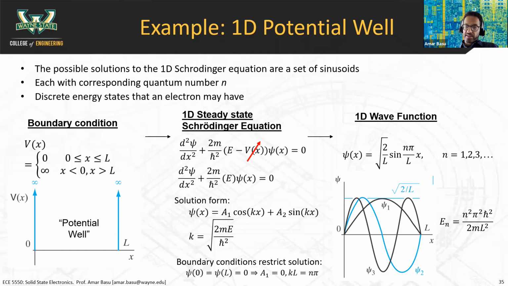So the difference this time is that we have boundary conditions that will restrict the solution. What are those boundary conditions? The wave function is equal to 0 at x equals 0 and at x equals L.